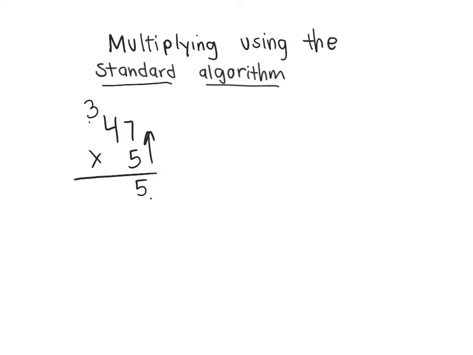So then we multiply across. So we're going to do 5 times 4, which is 20. And then we're going to add what we brought over. So then it should be 23. So then our answer is 235.